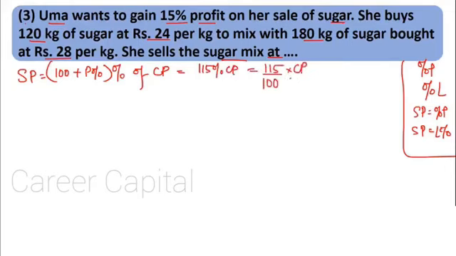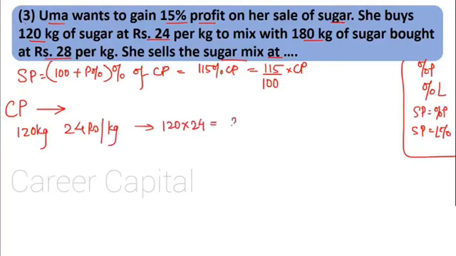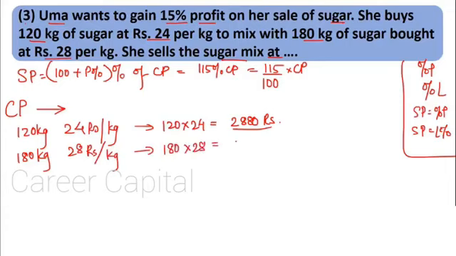Do we know the cost price? No. Let's see whether we can find it or not. Cost price means how much did Uma spend? Uma first bought 120 kg of sugar at the rate of 24 rupees per kg. So how much did she spend totally? It would be 120 into 24, that would be equal to 2880 rupees. Then she bought 180 kg of sugar at the rate of 28 rupees per kg. What would be the expenditure in this case? 180 into 28, that would be equal to 5040 rupees.